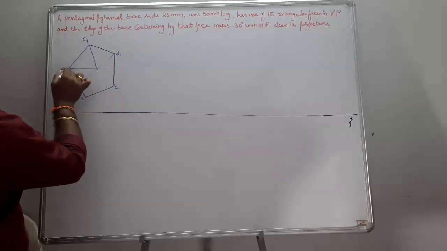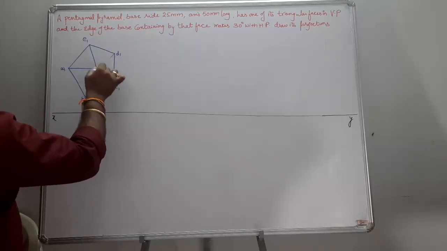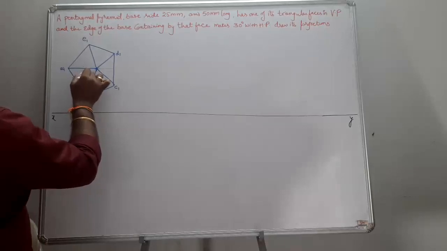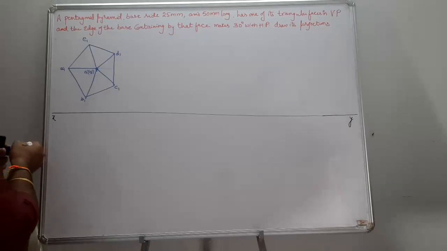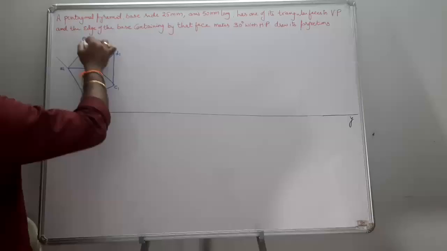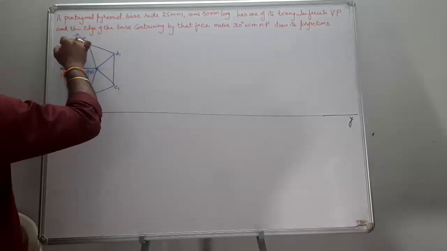So this is a pyramid. You see all the corners are going to be joined with the apex. So this is O1 dash, O2 dash. Height of the axis is given. What is the height of the axis? The side is given as 25.